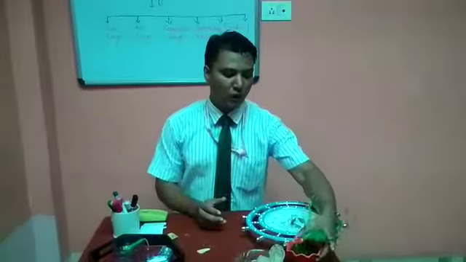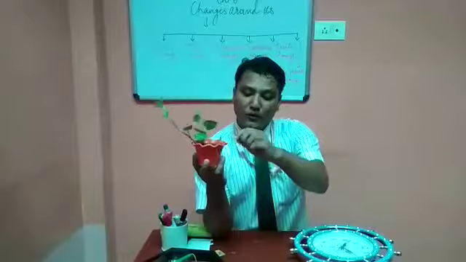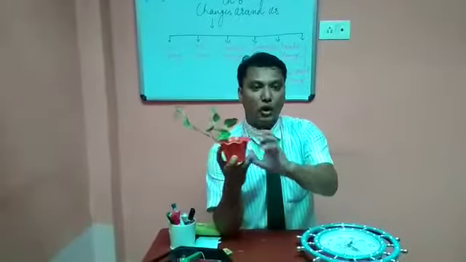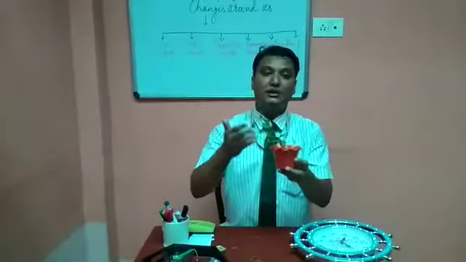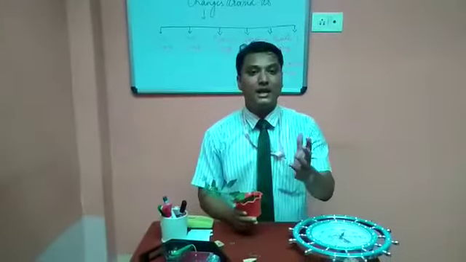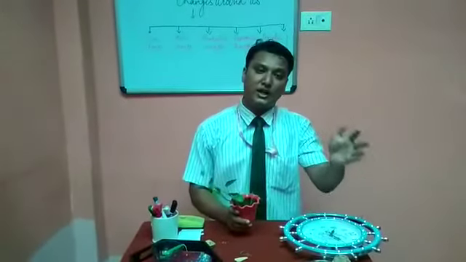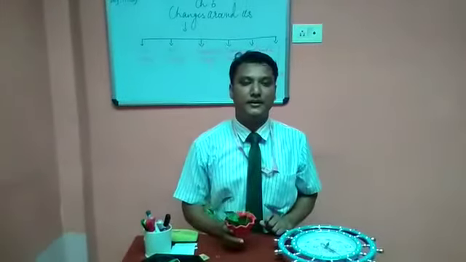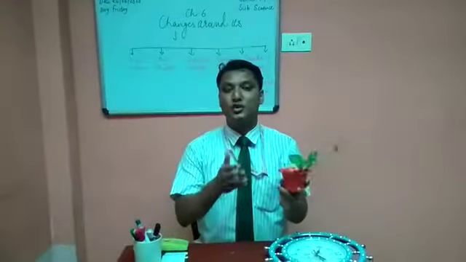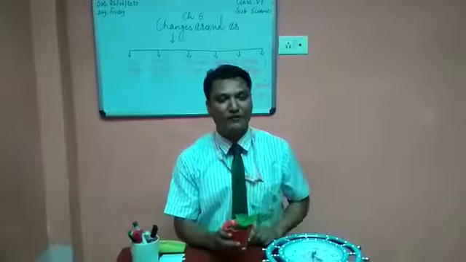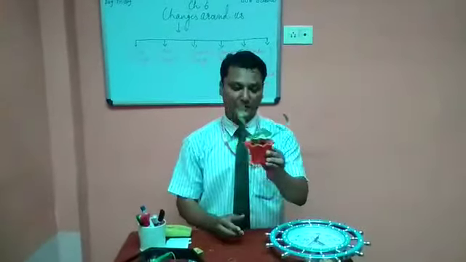First is slow change. Now look at this plant. Initially the plant was small. Over a long period of time, slowly it's growing up. Similarly, a baby is born. From a baby stage, it grows to an age of man. So this is what we call slow change: a change which takes place over a long period of time and it takes place slowly. So this is an example.